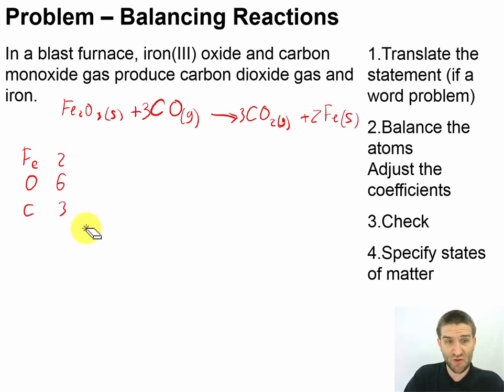Let's give it a quick double check to make sure that I have everything correct. I have 2 irons, and I have 2 irons. I have 3 and 3 more oxygens, which give me 6. I've got 3 times 2 is 6. I've got carbon, I've got 3 of these, and I got 3 of them over on this side. So that's looking correct to me. We've already specified our states of matter, so that would be our balanced chemical equation for this problem.